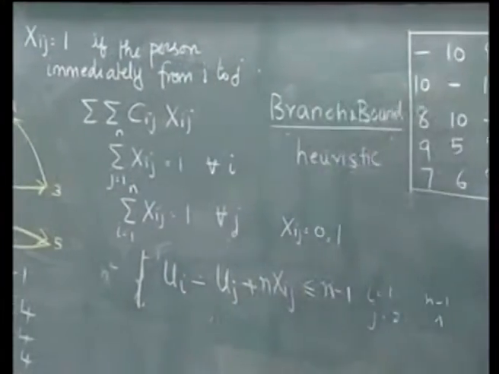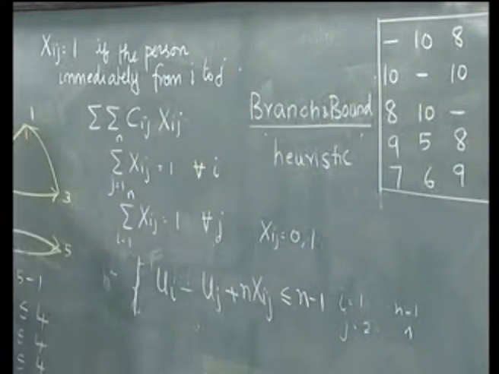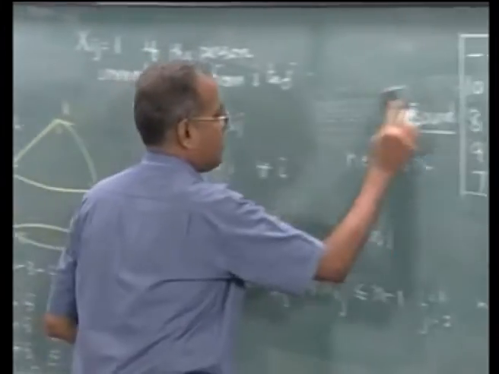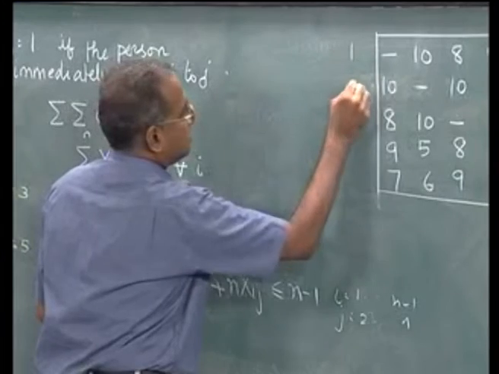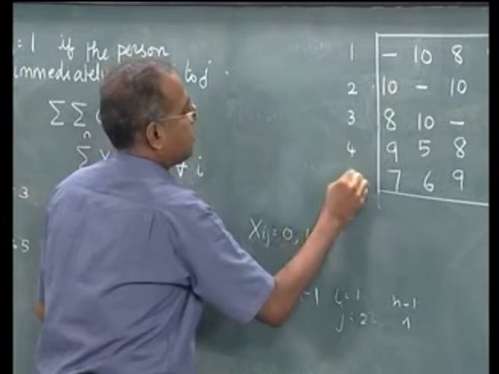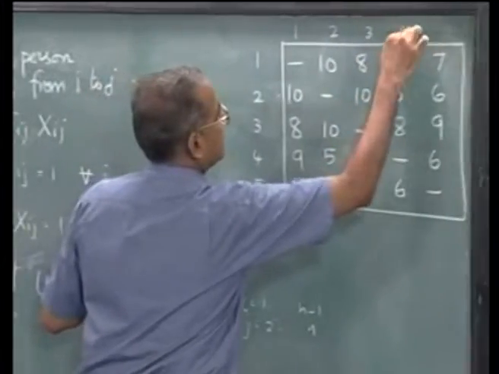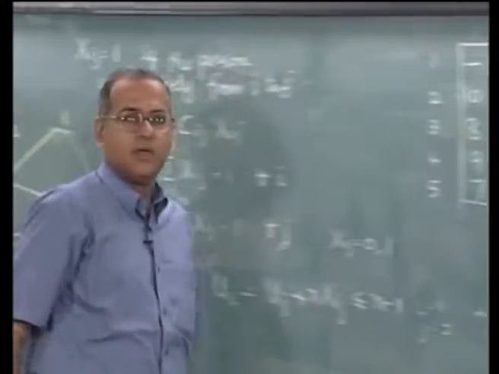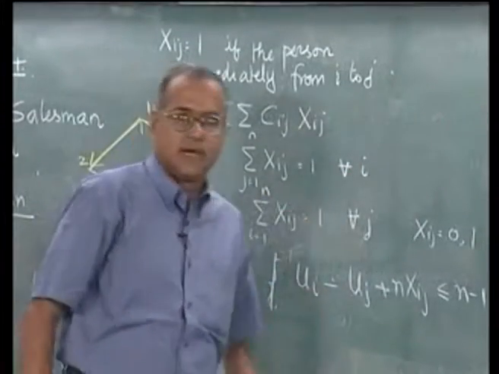So, let us look at a branch and bound one to do this. Now, this is a 5 by 5 or a 5 city traveling salesman problem. We use this data. So, we call this city 1, 2, 3, 4 and 5. Now, let us see what we can understand from this matrix.